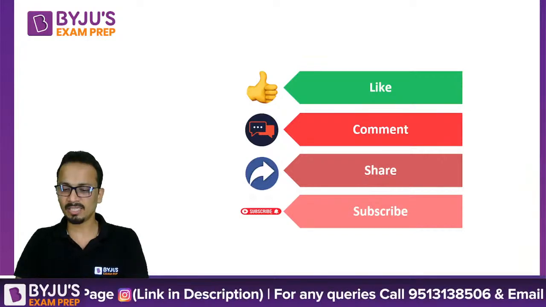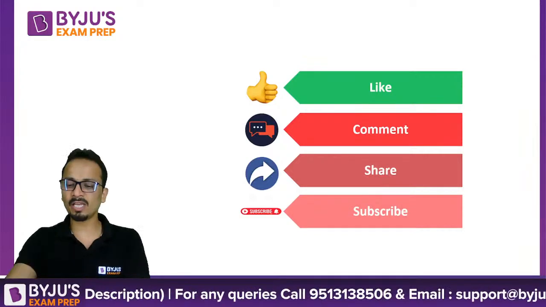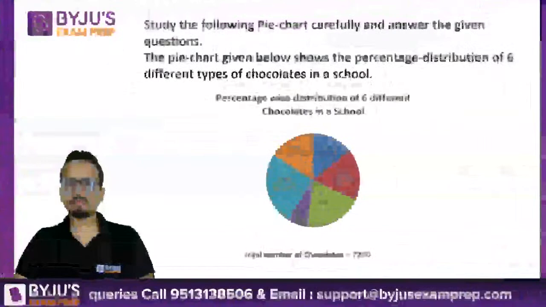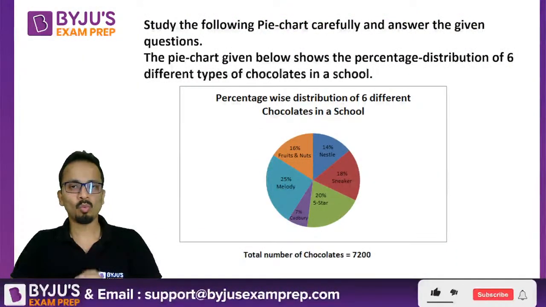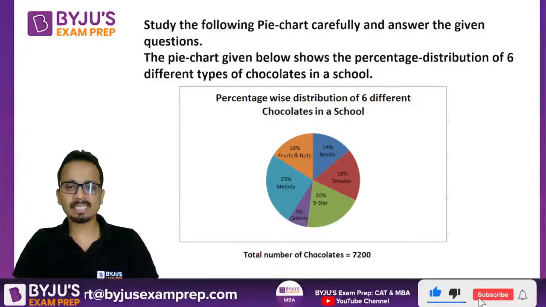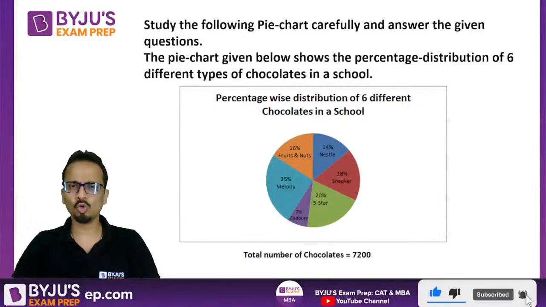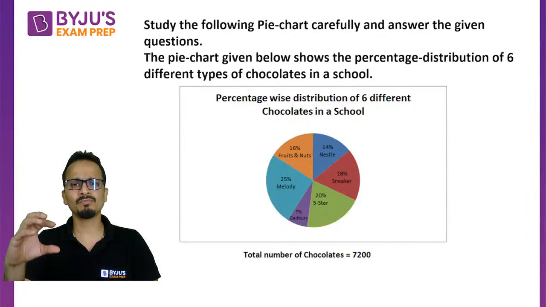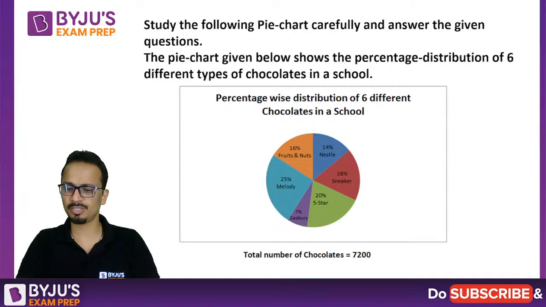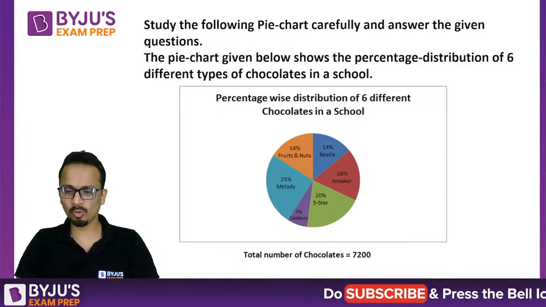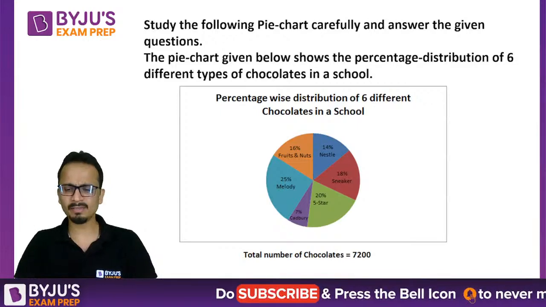All right. Now let's start. Let's begin with the second set. It is related to pie charts. I'll give you 1 minute to observe the data that is given on your screen. There is no need to note down anything because this pie chart will be given with every question. Pie chart will be given with each and every question.